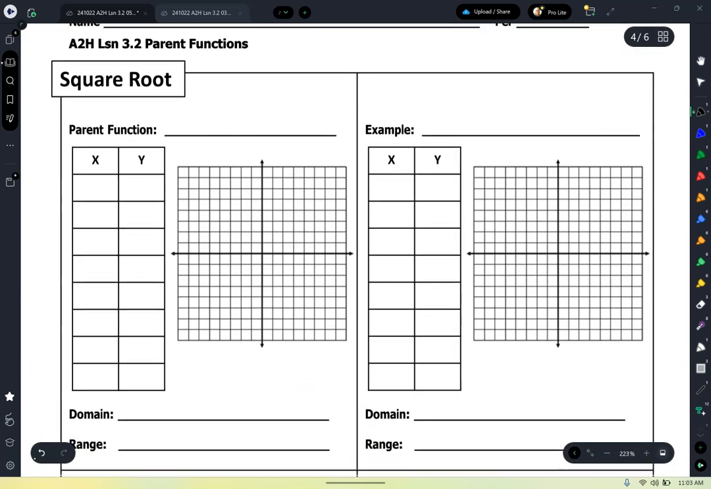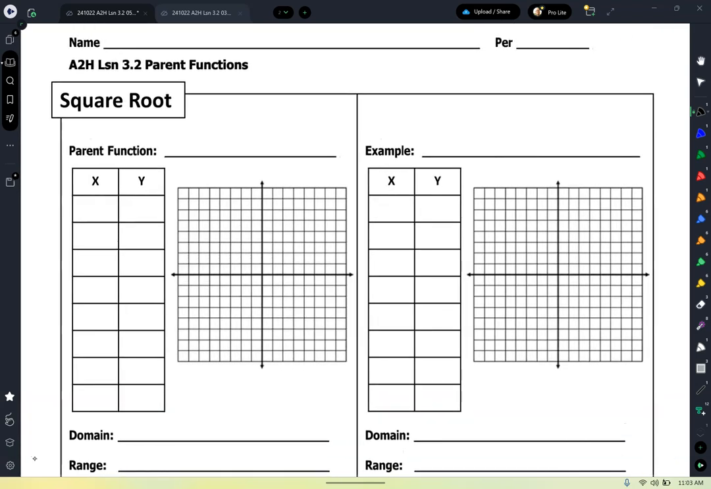All right. Let's talk about square root functions. Okay, this one, ready for this, is input to the half power. Square root. Oh, these are the worst.